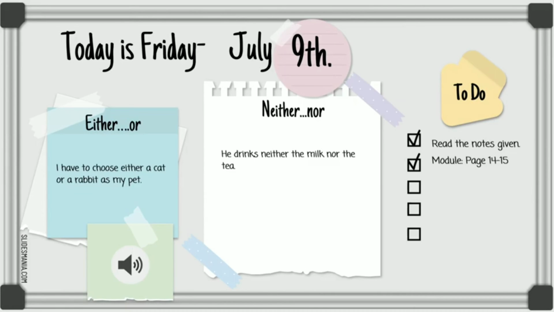Before we end our class, let's do some revision. Either or. The example of either or is, I have to choose either a cat or a rabbit as my pet. For neither nor, he drinks neither the milk nor the tea. I want you to read the notes again, and then please do your model on page 14 and 15.